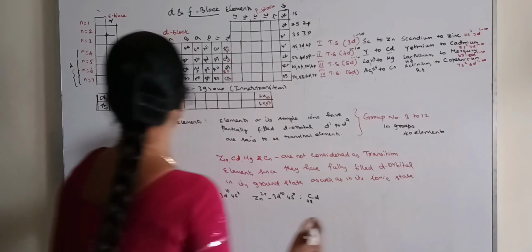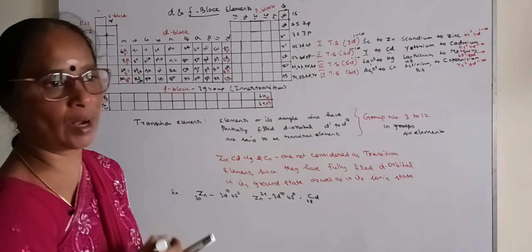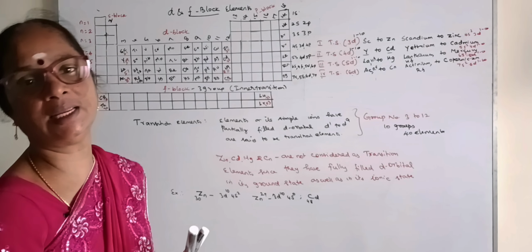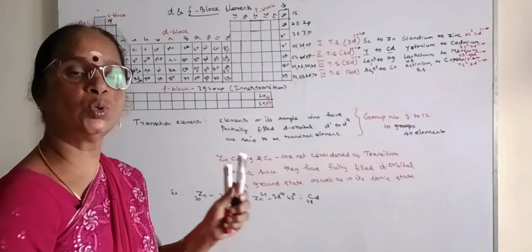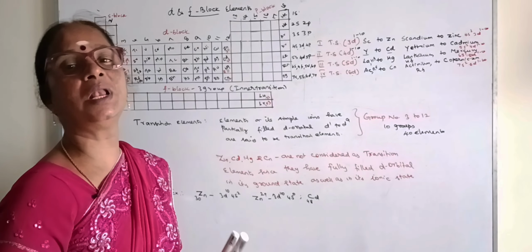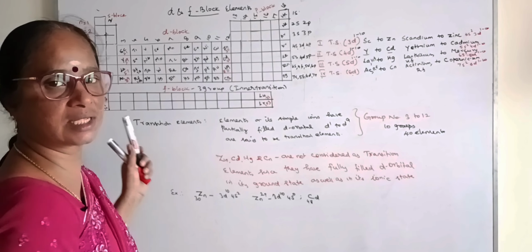So how are these transition elements defined? The transition elements are the ones that should have only a partially filled d orbital, from 1 to 9, either in the ground state or in the simple ionic form. Those elements only are called transition elements.